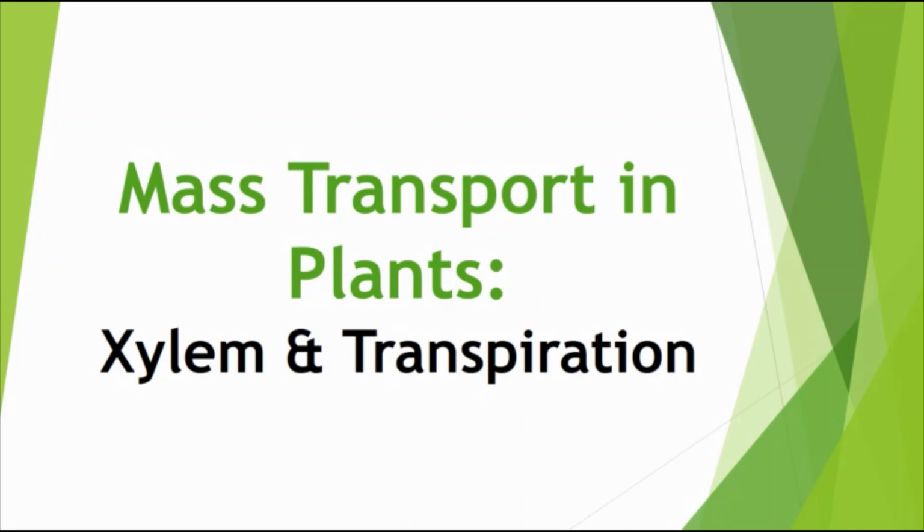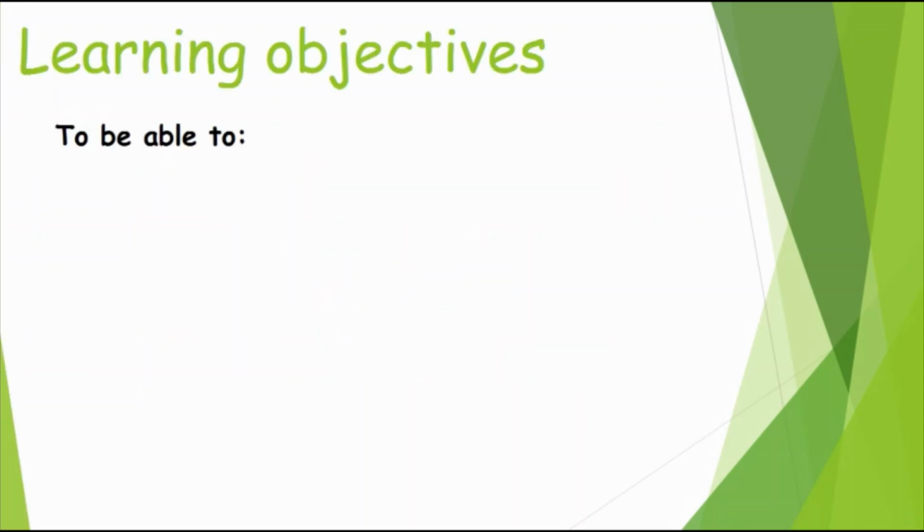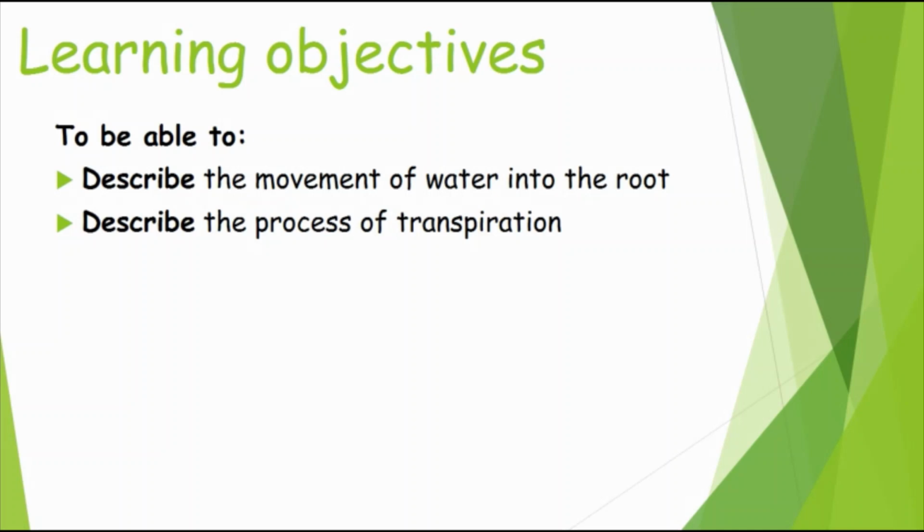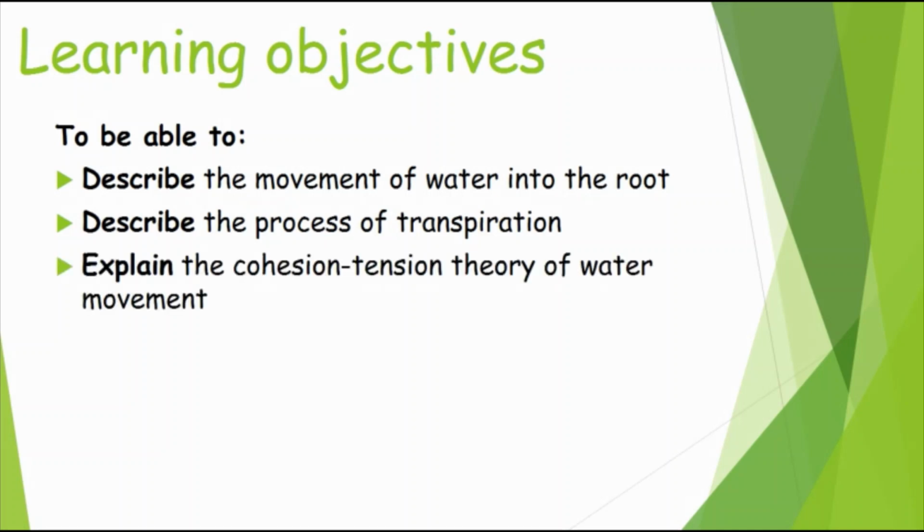Everyone, today we're going to have a look at mass transport in plants, which is xylem and transpiration. This is a lesson which will go in two parts. This is the first part, the next bit will be about phloem and translocation. So today we need to look at a few things. We need to be able to describe the movement of water into the root, the process of transpiration through the plant, and then the cohesion tension theory of water movement.